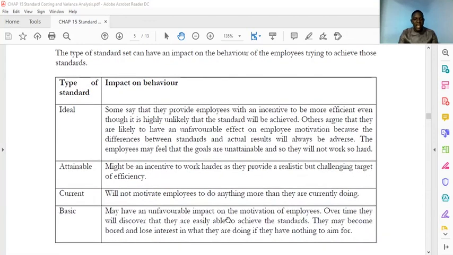Okay, good. Current standard will not motivate employees to do anything more than they are currently doing. That's what it is, because the current standard is based on current happenings.